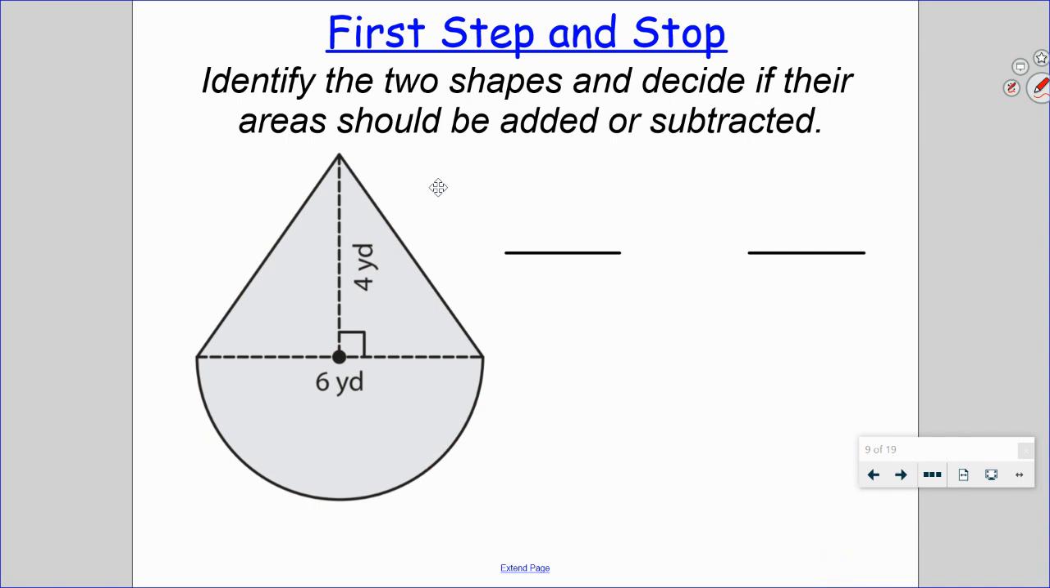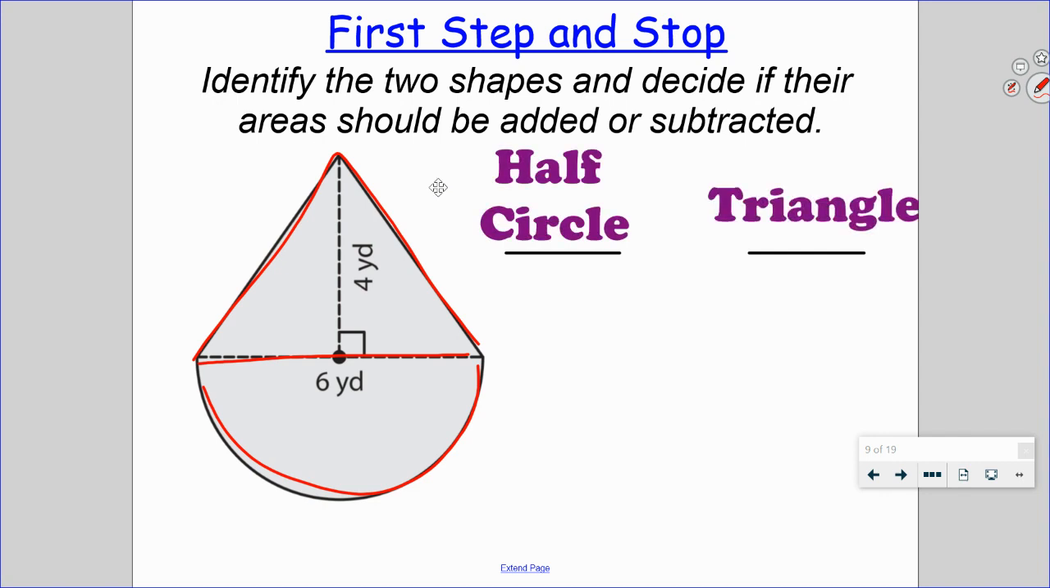Let's go to this next one. Pause the video if you want. Think about it. Come on back when you're ready. So believe it or not, the bigger shape is actually the half circle. But I know even if you put either one, it'd be fine. Now, should we add or subtract? Everything looks shaded. We want paint for the whole area. Let's go ahead and add that together.